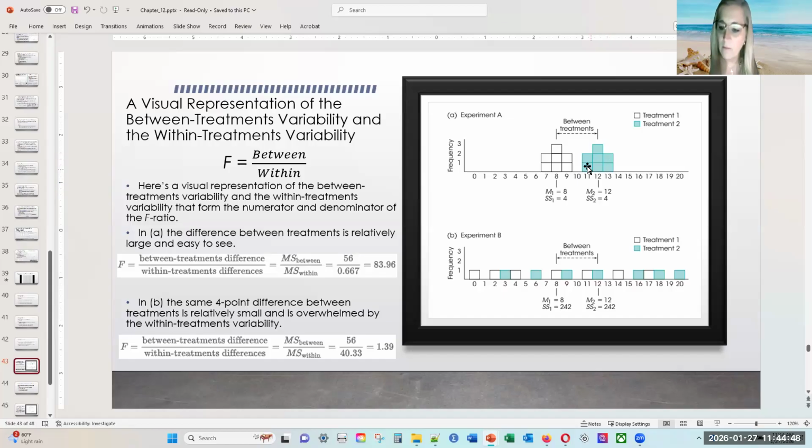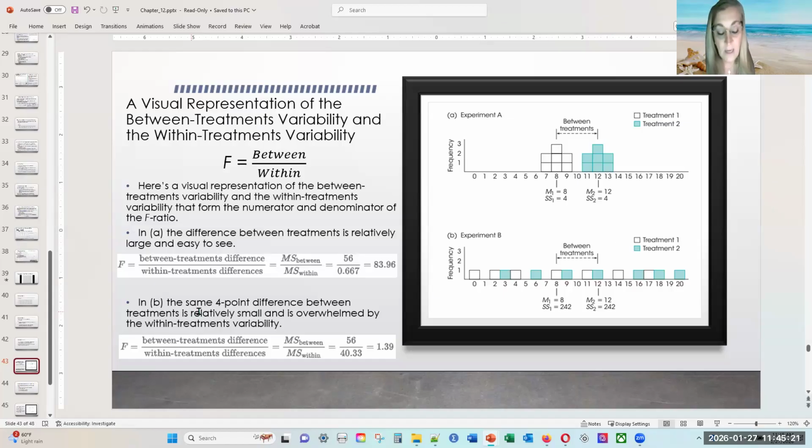In the example of A here, the difference between the treatments is large and easy to see, right? The variance within the treatments is small, and the variance between the treatments is large. They're clearly separate from each other. There's no overlap, so that means the variance within the treatments is small. And because the two groups are clearly separate from one another, the variance between the treatments is large.